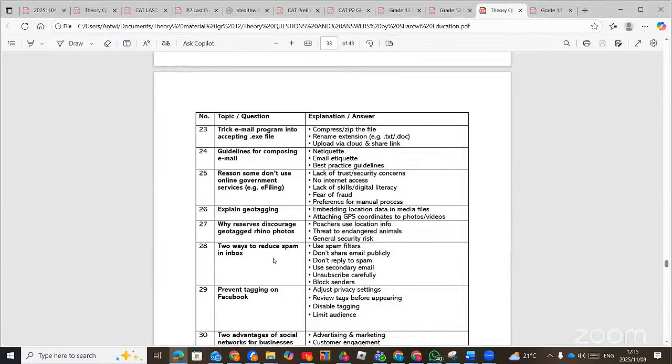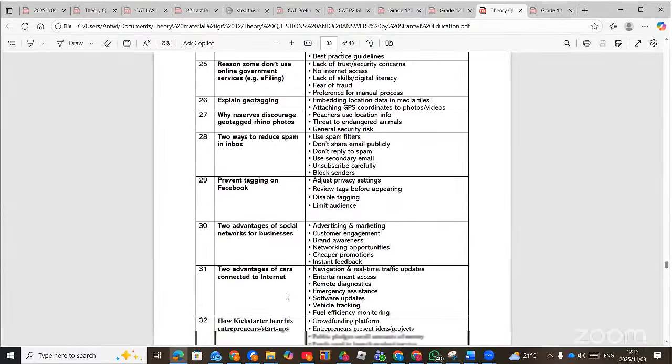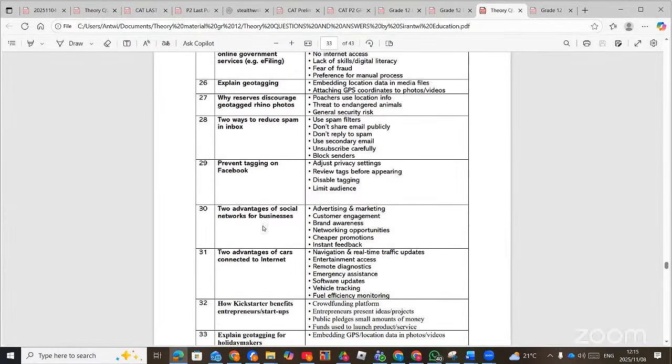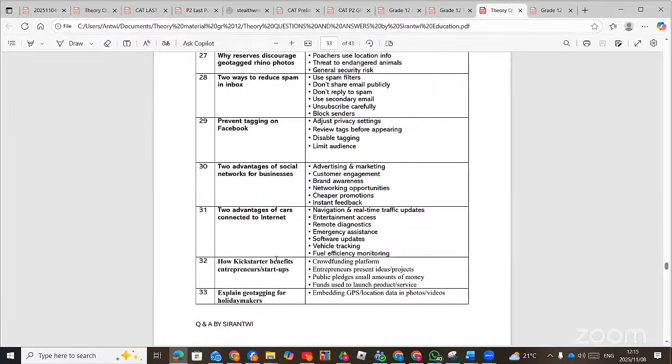Then geotagging may be on animals. They can ask you some of these questions in a scenario way. Ways to reduce email spam: you must filter them out. Preventing tagging on Facebook: you must adjust your settings. So these are some of the questions from previous question papers.